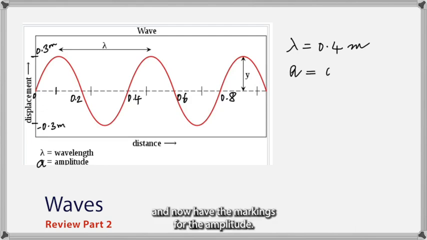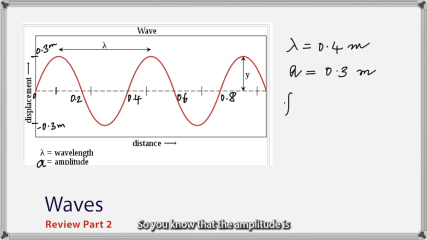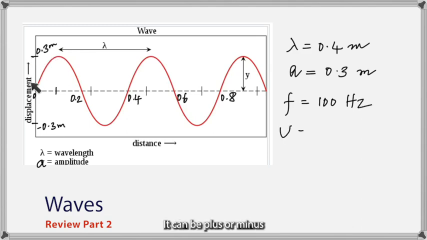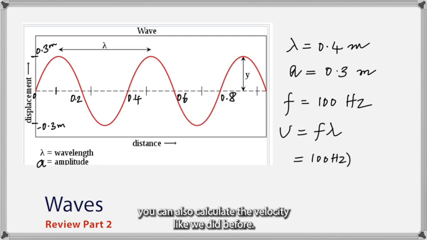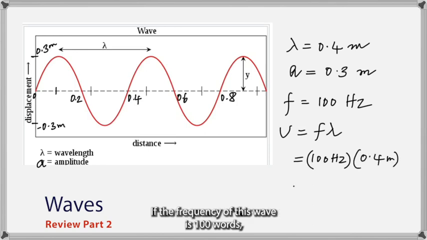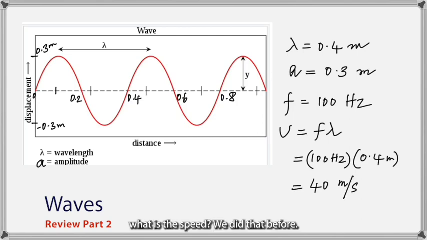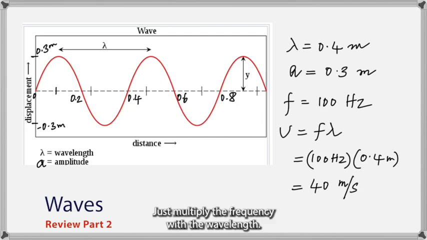Now I have the markings for the amplitude. So you know that the amplitude is 0.3 meter. It can be plus or minus because the wave goes up and down. And incidentally, you can also calculate the velocity like we did before. If the frequency of this wave is 100 hertz, what is the speed? We did that before. Just multiply the frequency with the wavelength.